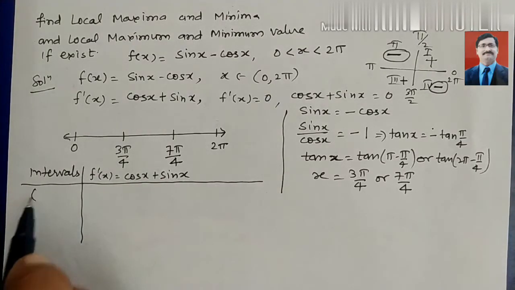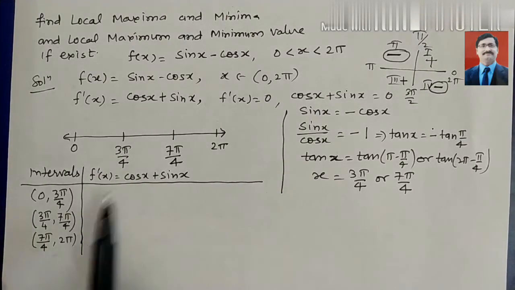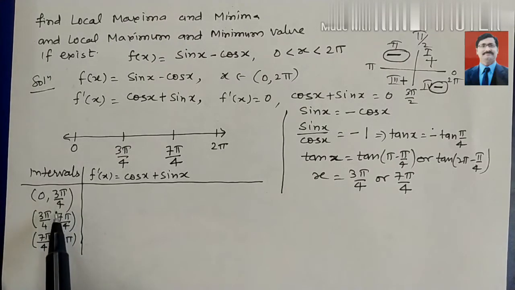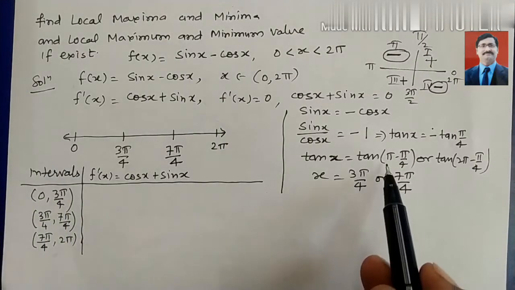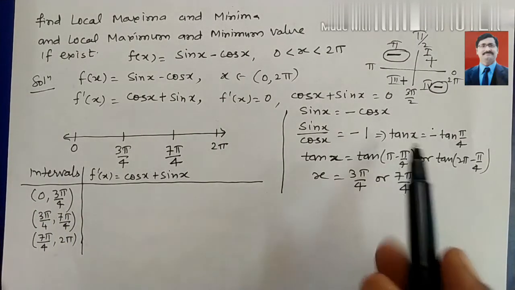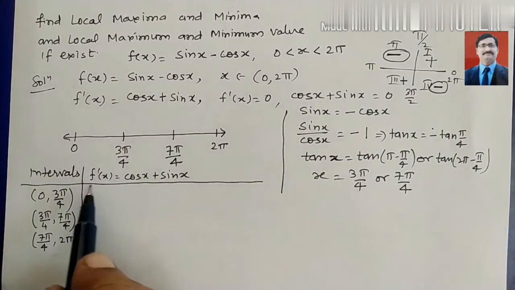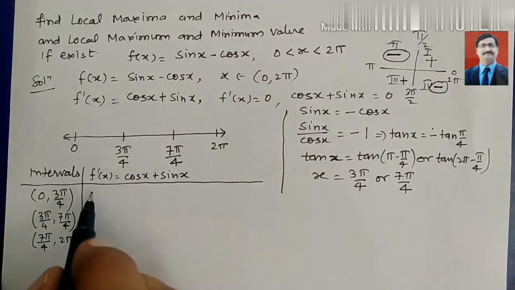Now we have three intervals here: 0 to 3 pi by 4 is the first interval, 3 pi by 4 to 7 pi by 4 is the second interval, and 7 pi by 4 to 2 pi is the third interval. Look at the first interval, 0 to 3 pi by 4. 3 pi by 4 is pi minus pi by 4, so we can take pi by 2, which lies in this interval.